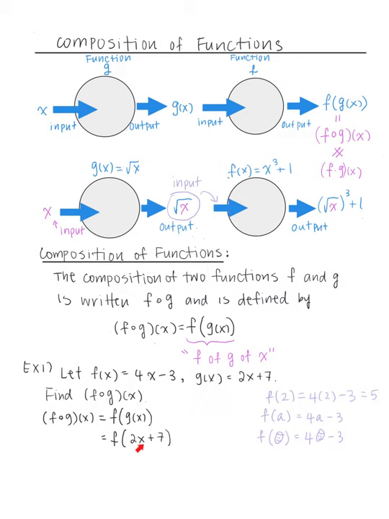So pretend this whole 2x plus 7 is your happy face. Okay, so this is telling you to look at function f and replace its x with what's in the parentheses, right? So in this case, we're going to have to replace our x with 2x plus 7. All right, so let me just write it out. So this is going to be the same thing as 4 times (2x plus 7) and then minus 3.